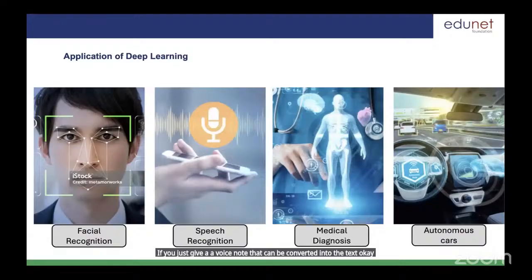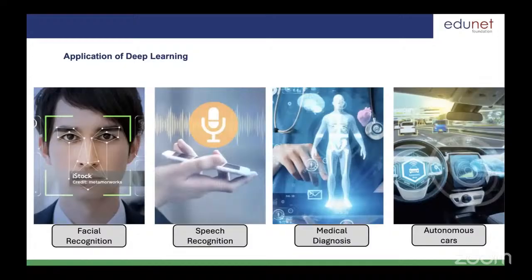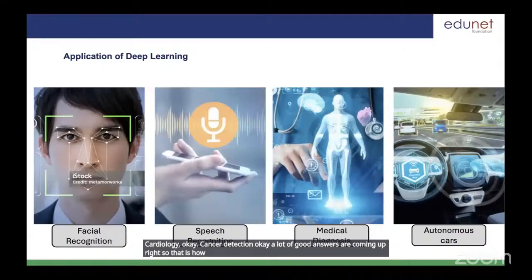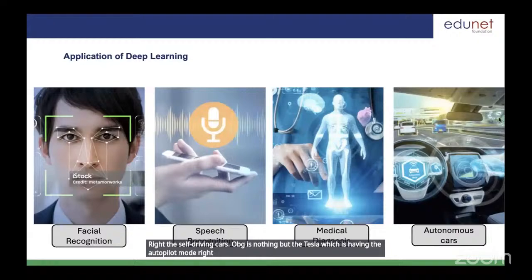Then medical diagnosis. Can you give me an example? What are the things that can be achieved over here? Okay, radiology, image analysis, MRI scanner, cardiology, cancer detection. A lot of good answers are coming up. So even in hospitals this medical diagnosis is used, and this is also an application of deep learning. Then we had a general talk about autonomous cars, the self-driving cars, like Tesla, which has the autopilot mode. So these are a few applications of deep learning.